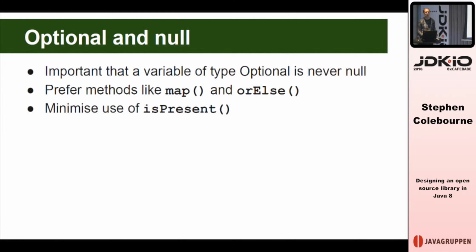The rules around using Optional, well, the first and most important rule is if you have a variable of type Optional, it must never be null. Never, never, never ever be null. Do not ever have a variable of type Optional that is null.